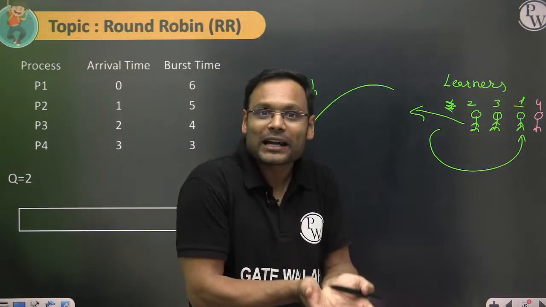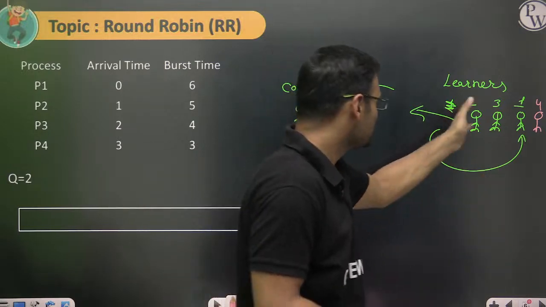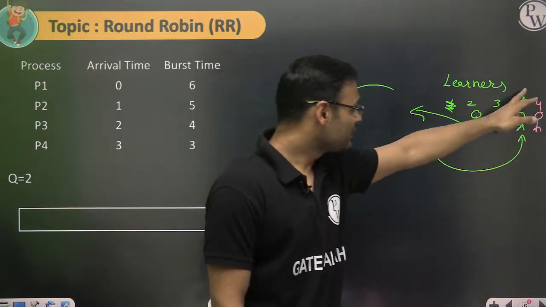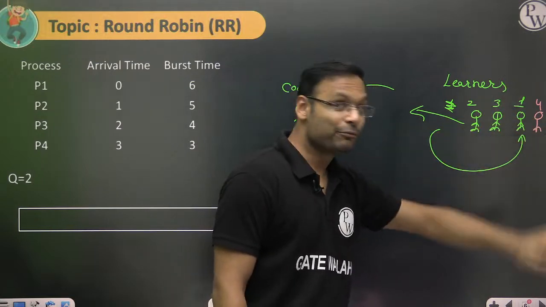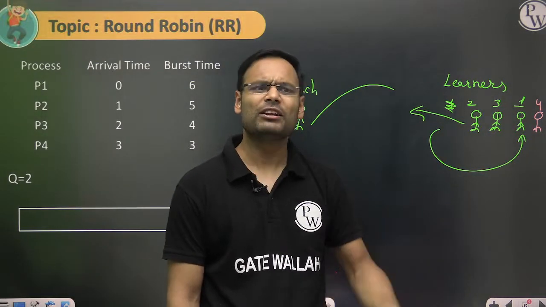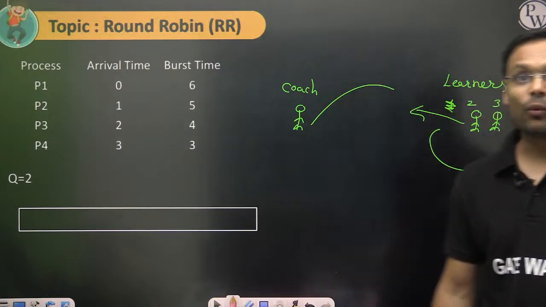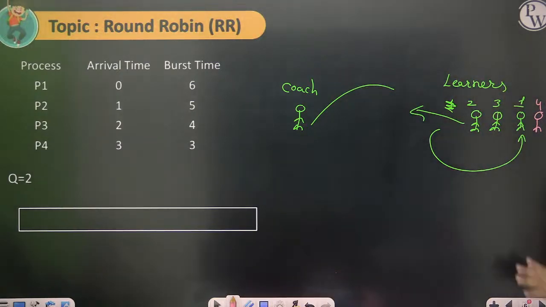Why? I want to practice more. I want to take more catches. I just don't want to stand in the queue. If I get the first chance before player number 4, of course I will go. So what happens if any process arrives later? That particular process will be added to the queue later.